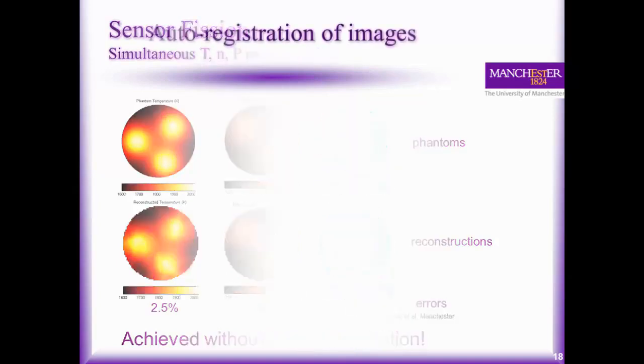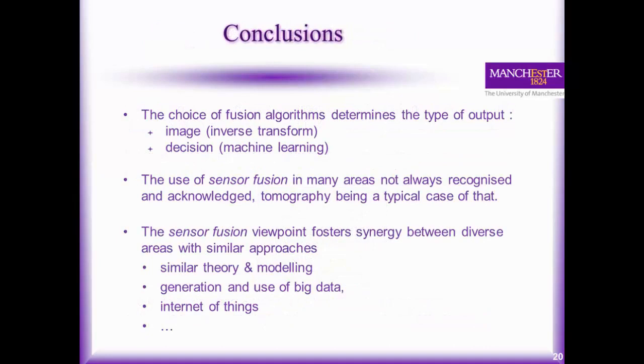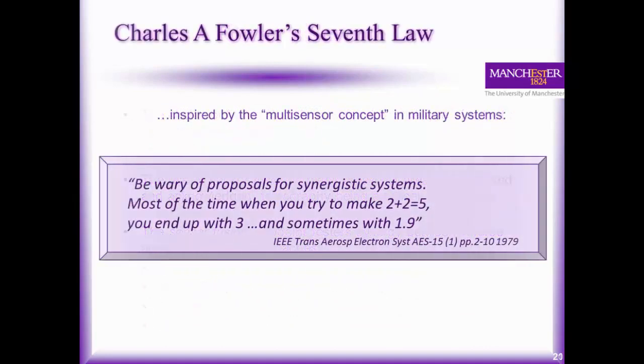So this is the end of my talk. There is no free lunch because I achieved all this by making very convoluted spectral measurements. And my last thing that I want to show is this. It is Charles Fowler's 7th law. It is inspired by multi-sensor concepts in military systems, and this very clever guy said, be wary of proposals for synergistic systems, because most of the time when you want to make 2 plus 2 make 5, you don't get 5, you get 3, and sometimes you get 1.9.